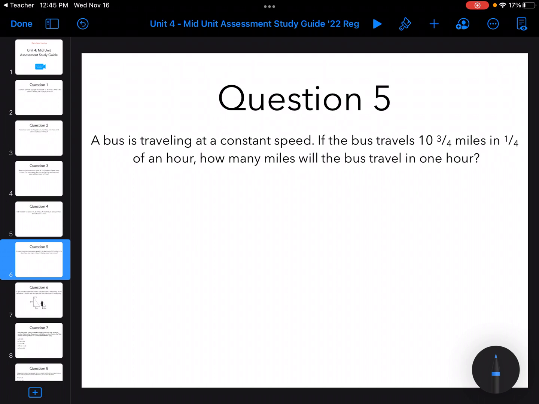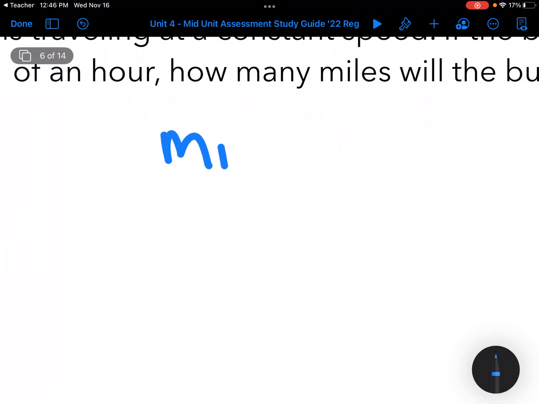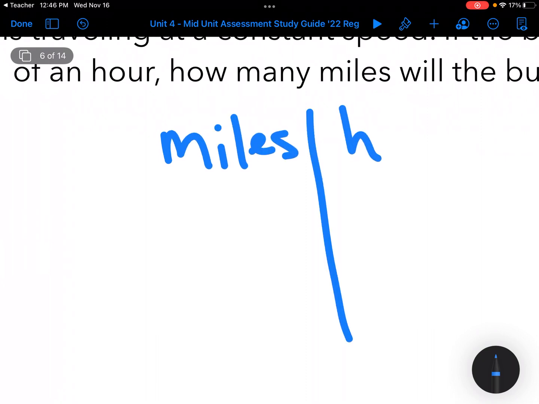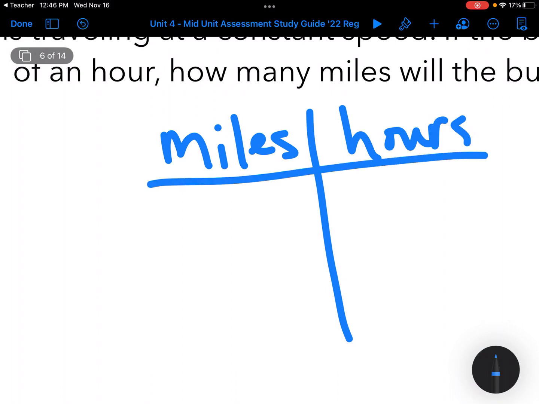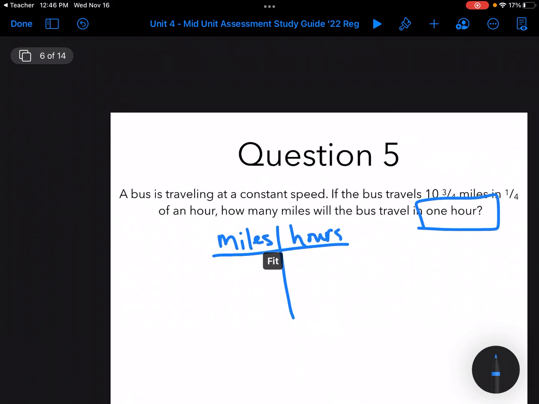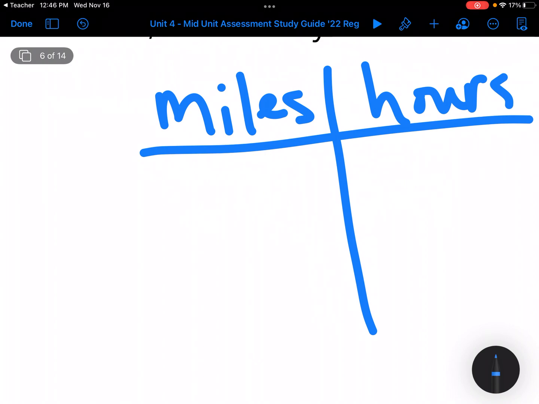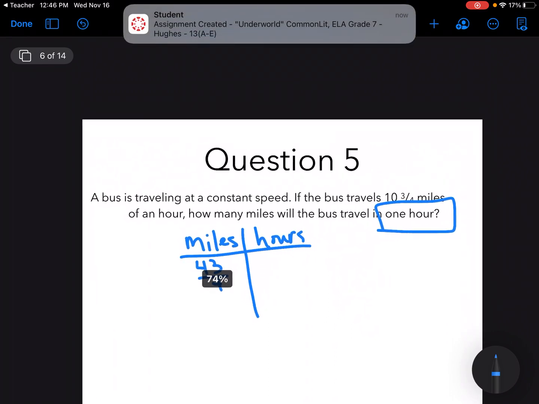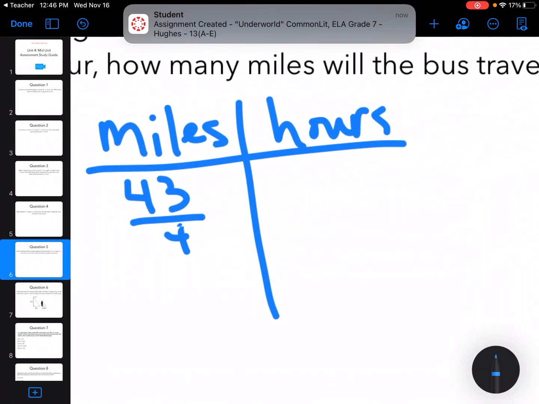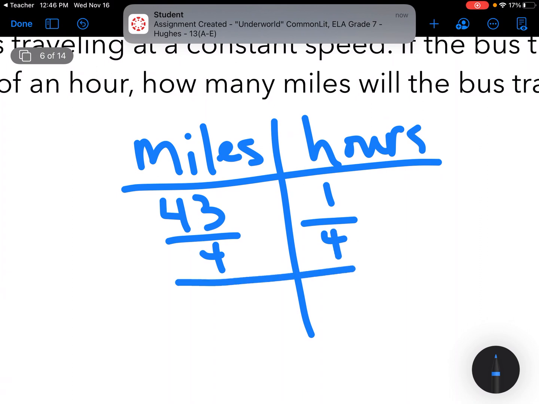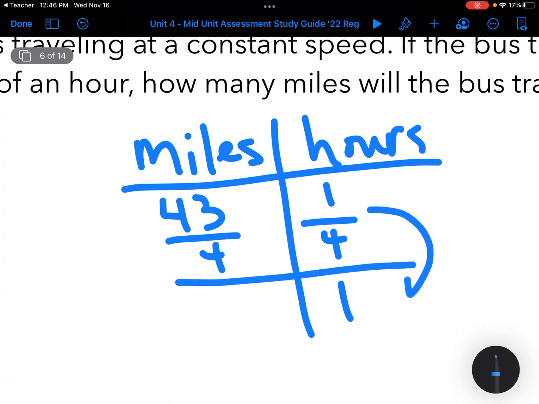All right, a bus is traveling at a constant speed. If the bus travels 10 3/4 miles in 1/4 of an hour, how many miles does the bus travel in 1 hour? So again, we're looking for 1 hour. So I've got miles and hours. So I know it's 10 3/4. So that's 10 times 4 is 40, plus 3 is 43. And that's in 1/4 of an hour. And I'm going to find for 1 hour. So I'm going to divide by 1/4.